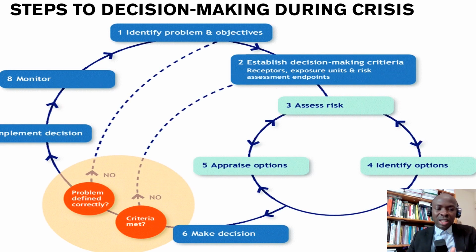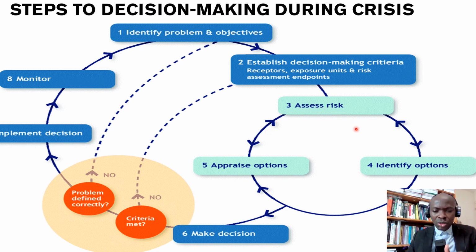Some of these steps relate to the decision maker being able to identify problems and objectives of what you're trying to do, what you're trying to achieve. And of course, you try to establish decision making criteria, looking at your exposures, looking at your exposure unit, and do your proper risk assessment. And that will lead you to assessing the risks.